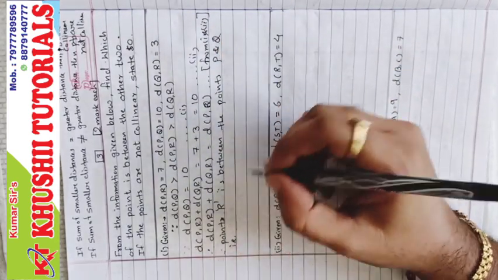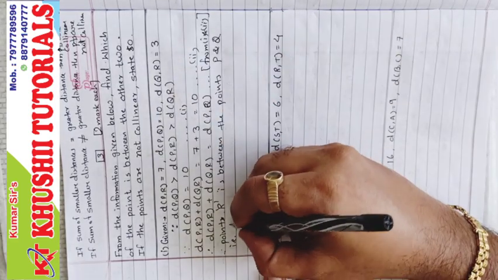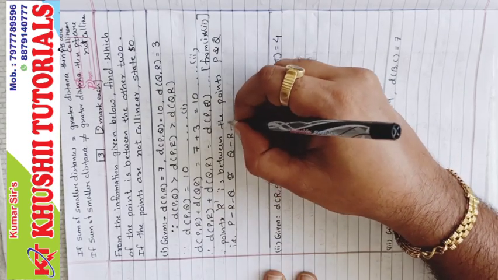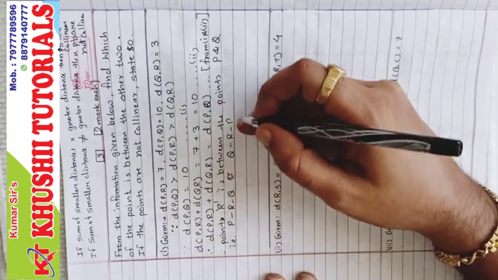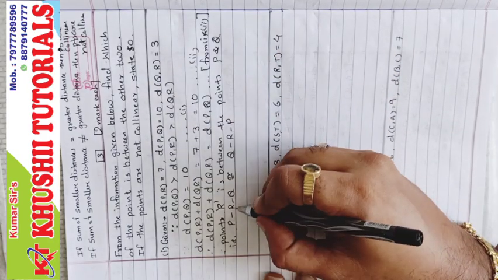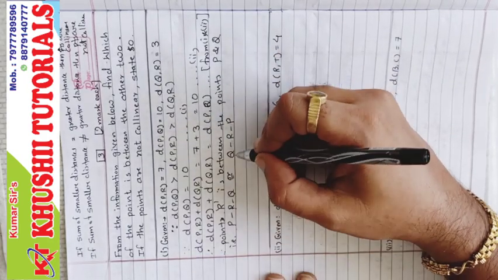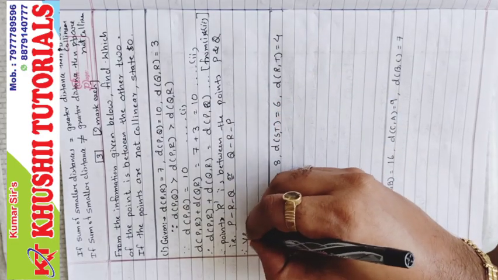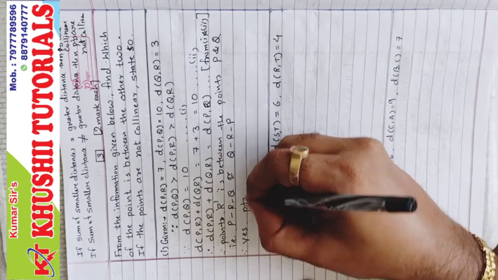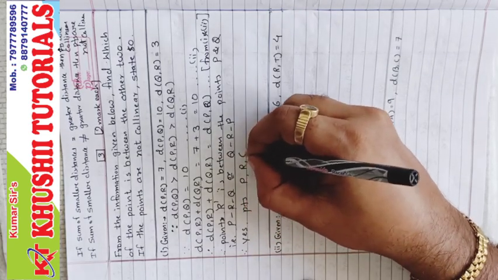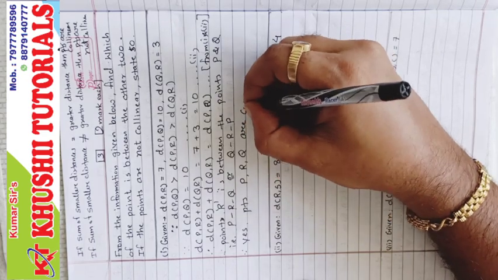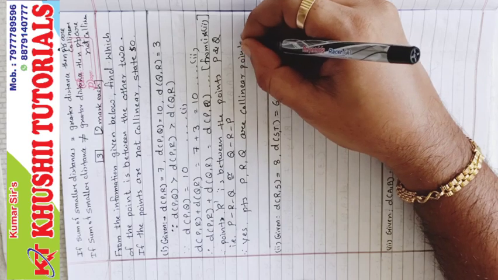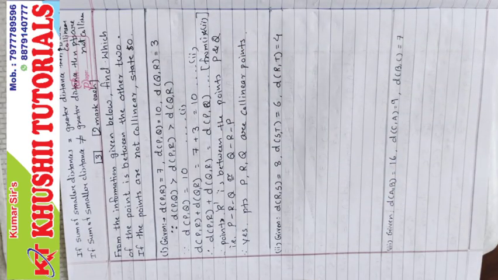In symbol form, we can write P dash R dash Q, or even reverse, Q dash R dash P. What does it mean? R lies between P and Q. R lies between Q and P is one and the same. Therefore, yes, points P comma R comma Q are collinear points. This is the end of the first sum.